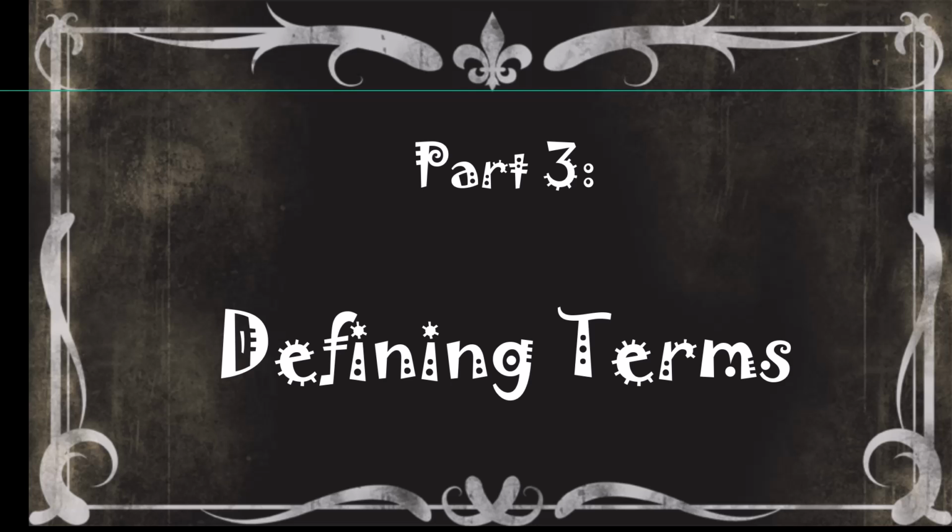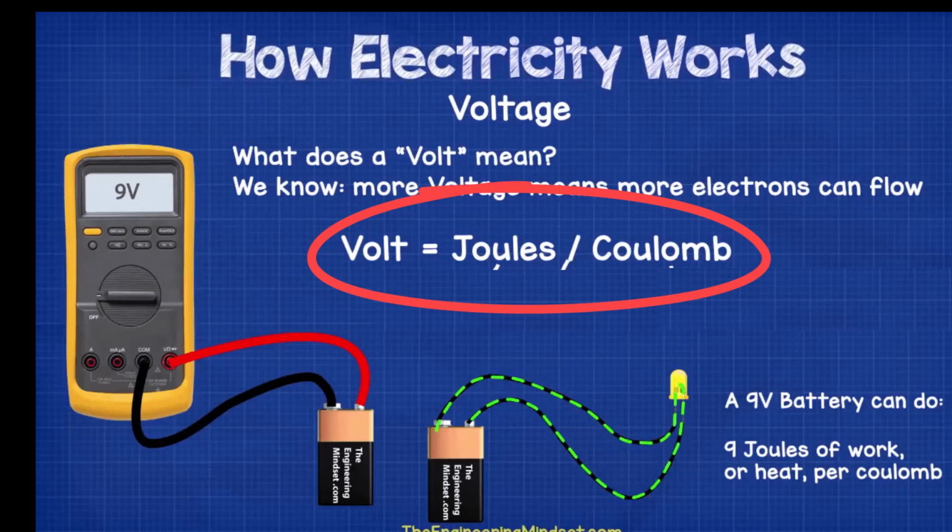Now that brings me to part 3, defining terms: voltage, current, and electric field. Let's start with voltage, or potential difference. Voltage is not a tension or a pressure. It's an energy per charge. That is why the units of volts are equal to the units of energy per charge, joules per coulomb.